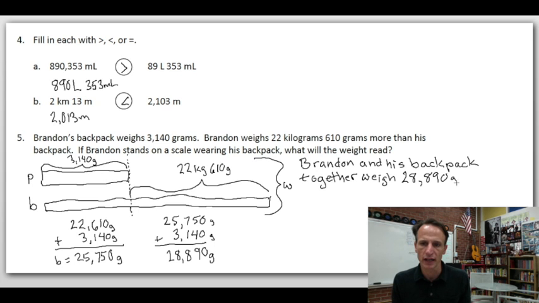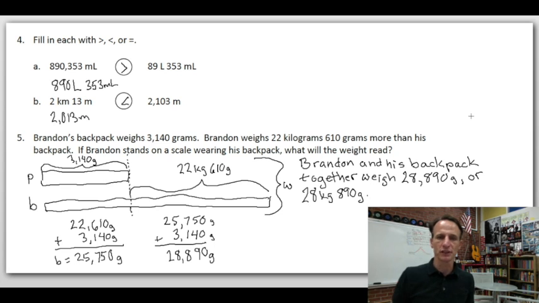28,890 grams, or, now what would that be in mixed units? Well, the 28,000, when we're talking about grams, 28,000 grams would be 28 kilograms. Good, you've got this now. 28 kilograms, and don't forget we have, what do we have here? 890 grams. Beautiful. All right, let's roll on to number 6.